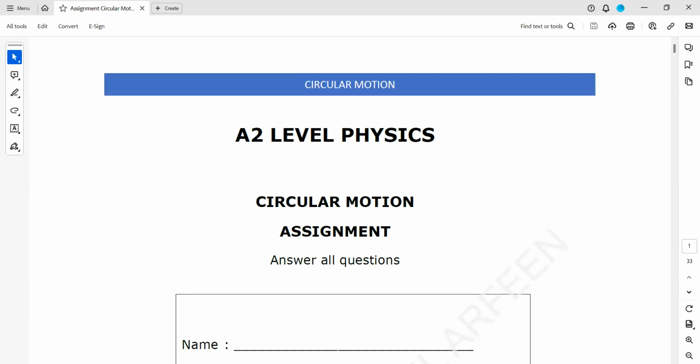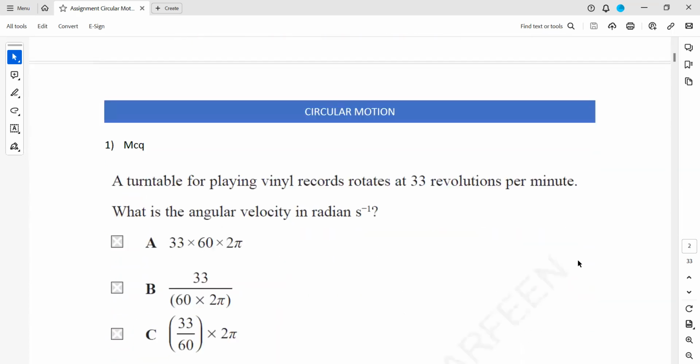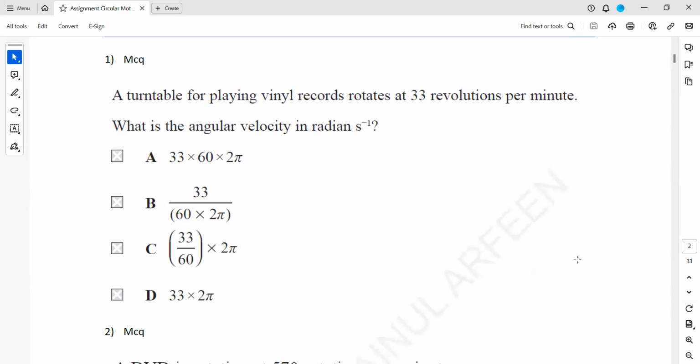So this one is an exercise related to circular motion. First, we have the MCQs. A turntable playing a vinyl record rotates at 33 revolutions per minute. What is the angular velocity in radians? So we need omega. Omega is equal to theta divided by t.